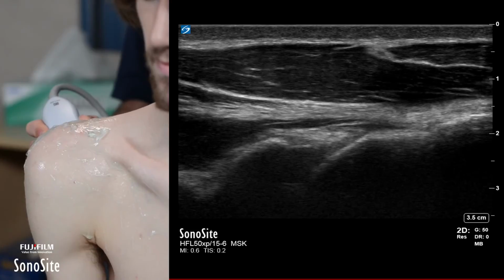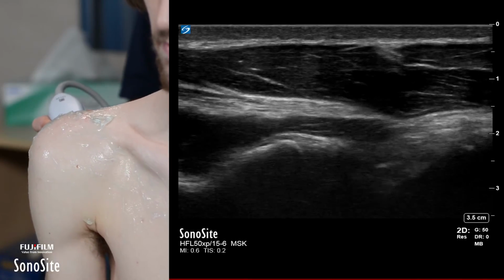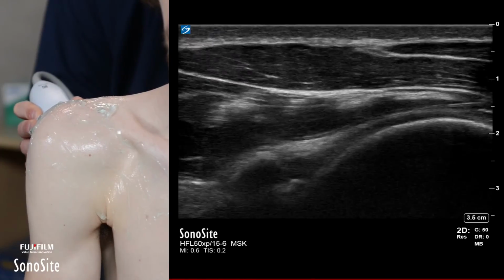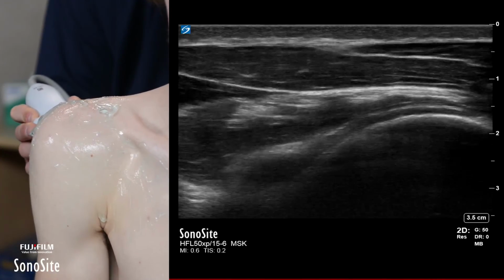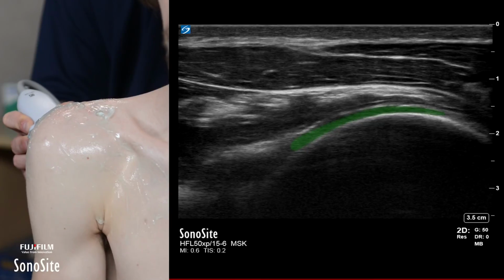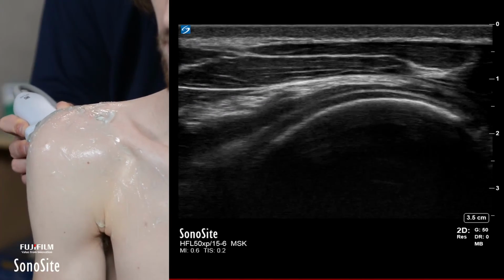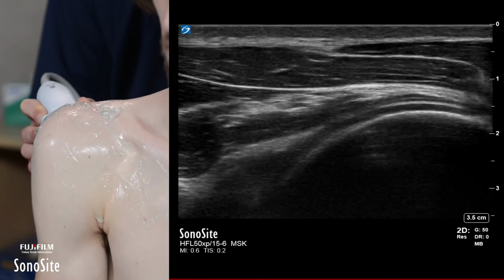So, Jacob, if you can maximally internally rotate your shoulder all the way. What that does is expose the hyaline cartilage. So I can see that beautiful black layer of hyaline cartilage on the humeral head. For somebody with suspected glenohumeral joint osteoarthritis, I might see some thinning, cystic changes, or osteophyte formation.